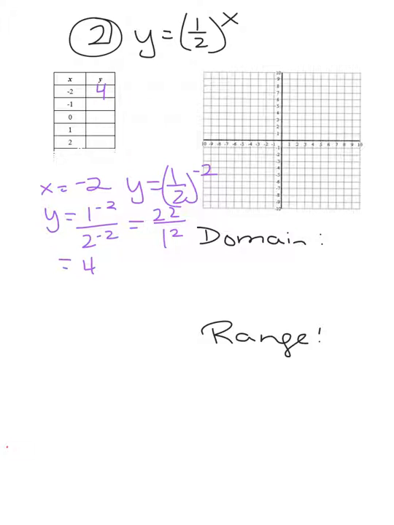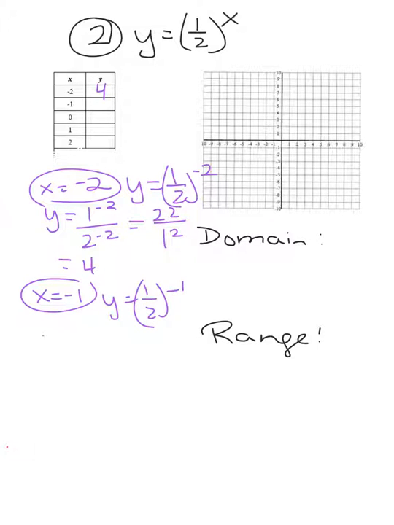I'll do the same thing with negative 1. When x is equal to negative 1, I have y is equal to 1/2 raised to the negative 1 power. So I have y is equal to 1 to the negative 1 power over 2 to the negative 1 power. So that gives me 2 over 1, so y is equal to 2.